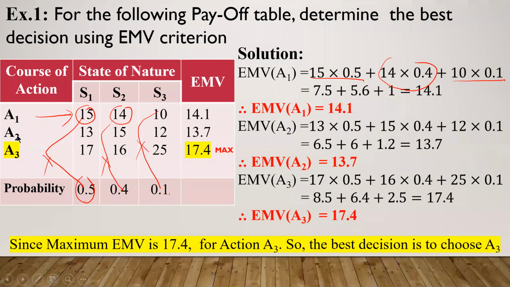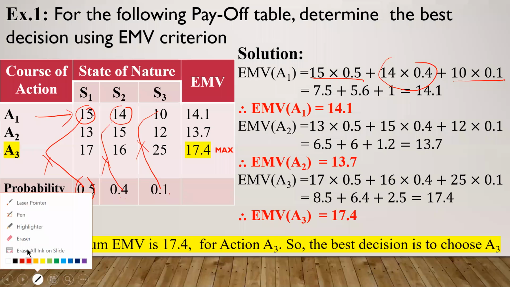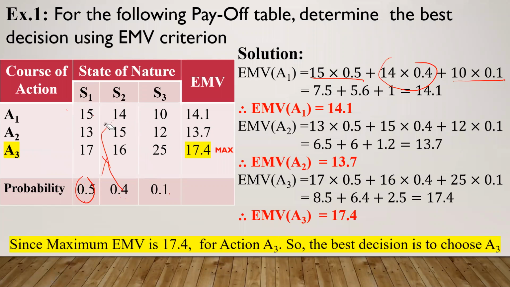Let us calculate EMV of A2. How will we calculate EMV of A2? For A2, what are the payoffs? 13, 15 and 12, and their probabilities are 0.5, 0.4 and 0.1. So 13 into 0.5, this is what I have written here, plus 15 into 0.4, plus 12 into 0.1. Now add all.